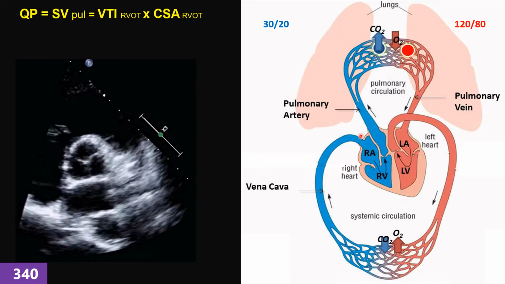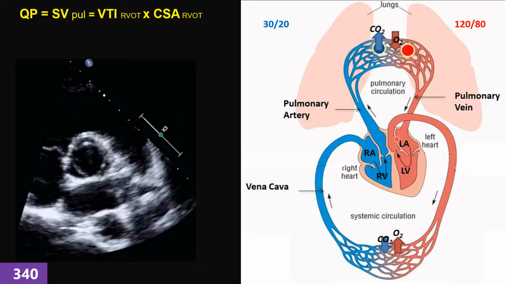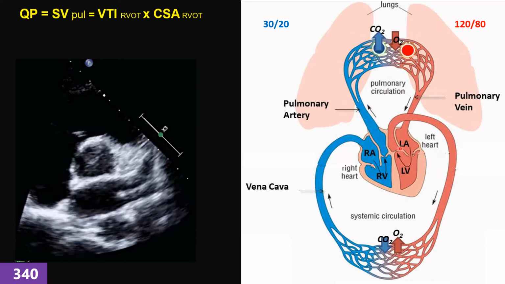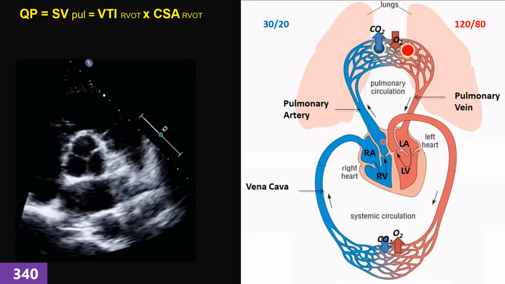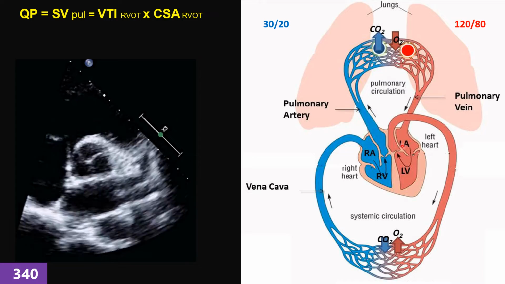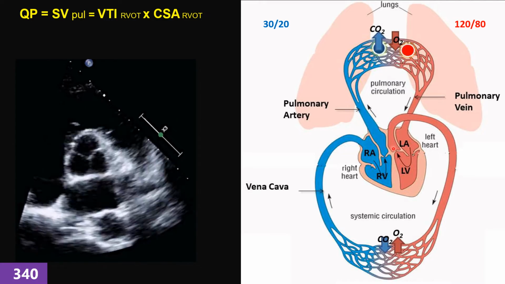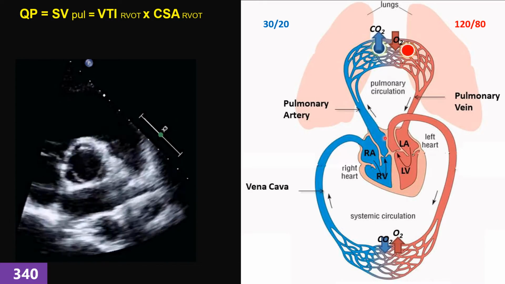As you know, based on QP and QS in a normal situation, in any closed circuit system, whatever comes in goes out. So the amount of blood that goes to the pulmonary artery in a normal situation, without any shunt and any valvular regurgitation, should be the same.